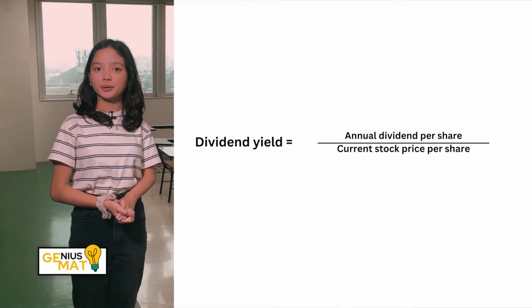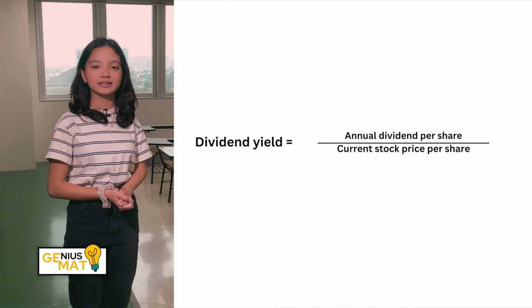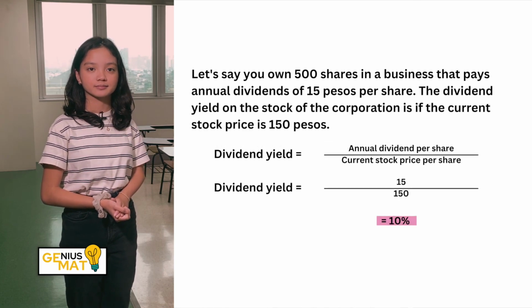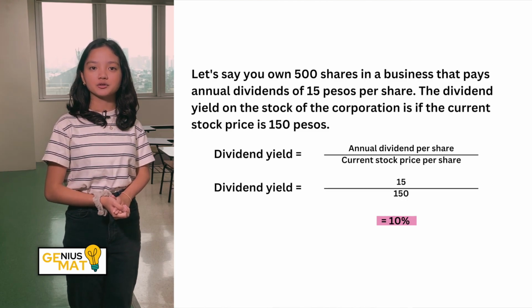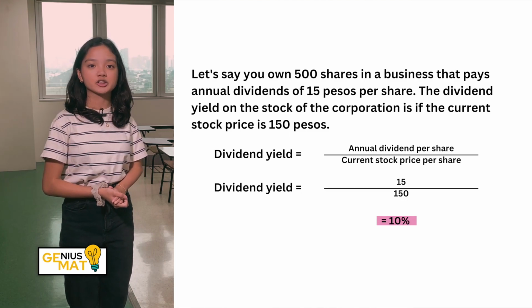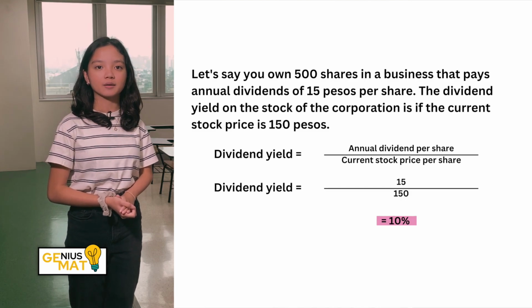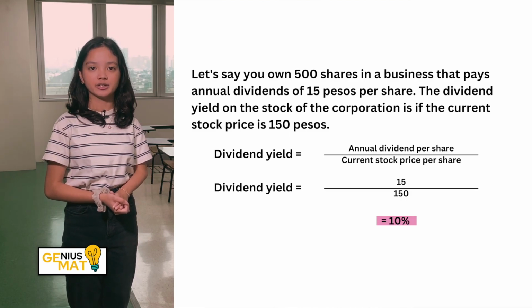Now I'm going to show you an example problem so we can solve for the dividend yield. As you can see, we just plugged all of the given values into the formula. The annual dividend per share is 15, while the current stock price per share is 150. We're just going to divide it, which will result in 10%.